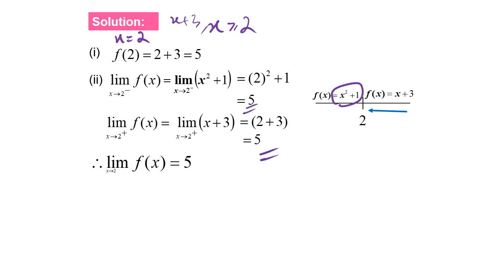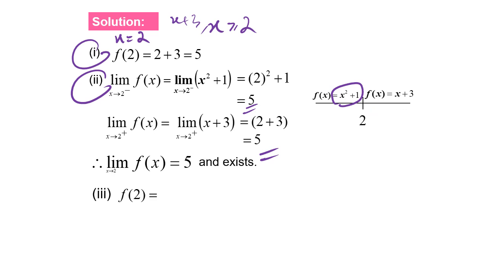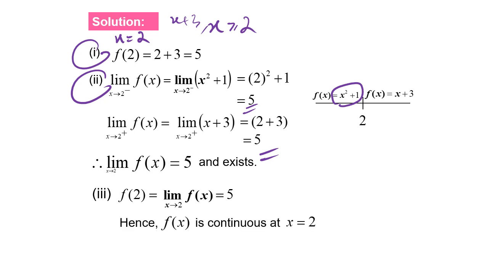And then the third one is to check whether point 1 is equal to point 2. So does the value f(2) equal the limit of f(x) as x approaches 2? Yes. The value is 5, so it is the same. So, is this function continuous at x equal to 2? Yes, the function is continuous at x equal to 2.